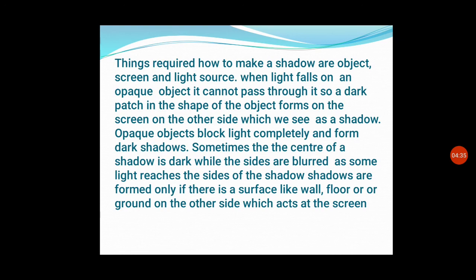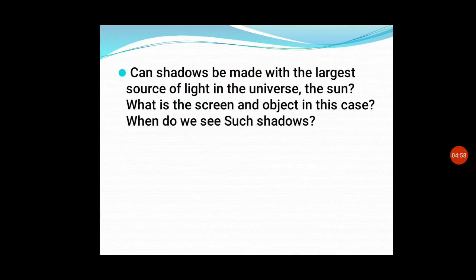Sometimes the center of a shadow is dark while the sides are blurred, as some light reaches the sides of the shadow. Shadows are formed only if there is a surface like wall, floor, or ground on the other side, which acts as the screen. Can shadows be made with the largest source of light in the universe, the sun? What is the screen? And the object in this case? When do we see such shadows?